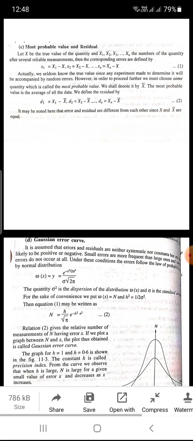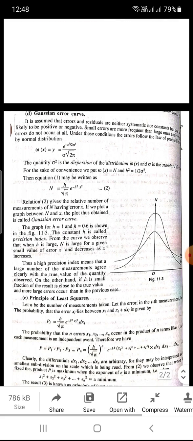We define the residual by d1 is equal to x1 minus x bar, d2 is equal to x2 minus x bar, and so on up till dn is equal to xn minus x bar. Here we see that the errors and residuals are different from each other since x and x bar are not equal.